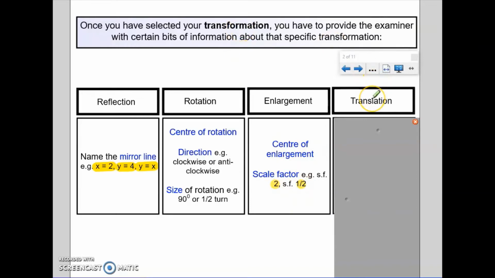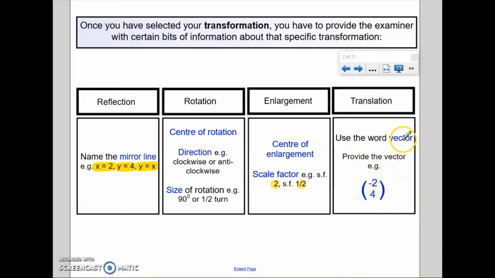If you decide that the transformation is a translation, then you need to give a little bit more information to the examiner. I would always use the word vector just to show a good understanding. So I would be saying that the transformation is a translation by the vector, and then I would state the vector. So your vector will look something like this, with the top number telling you your right or left movement and the bottom number telling you your up or down movement.